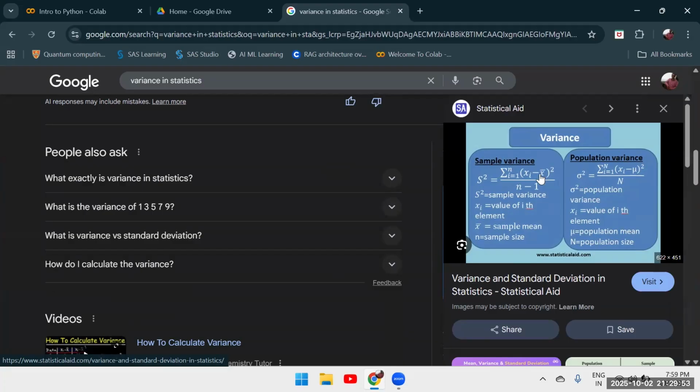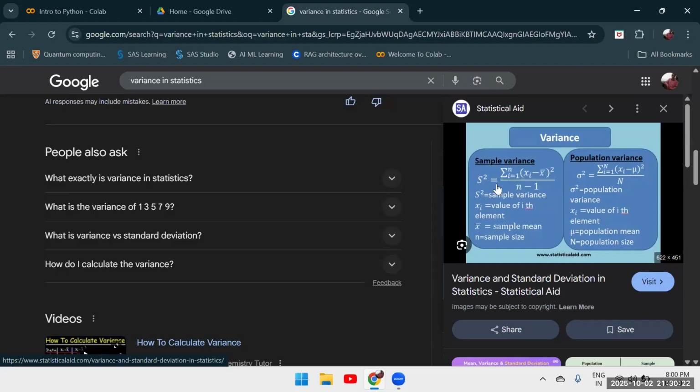What is this? This is basically the mean value, and they are taking each and every value, with i equal to 1 to n. If there are 10 records, from i equal to 1 to 10, it takes each and every value, finds the difference between that particular value and the mean, and squares this value.